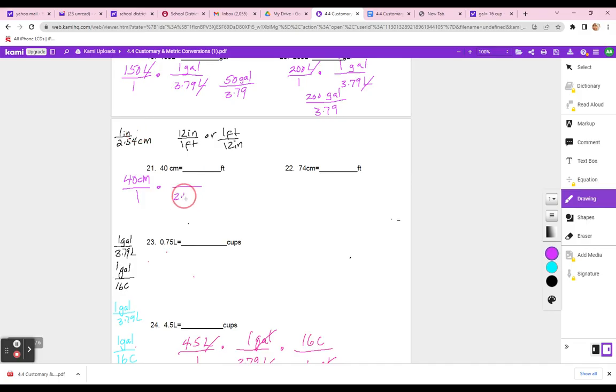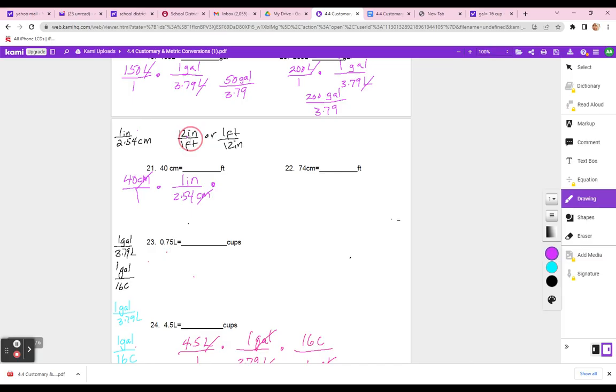So 2.54 centimeters is 1 inch. Okay, so I am dividing out the centimeters here. All right, I can go ahead and use another conversion factor so I can convert my inches, because my answer is going to be in inches right now. But I don't want my answer in inches. I want it in feet.